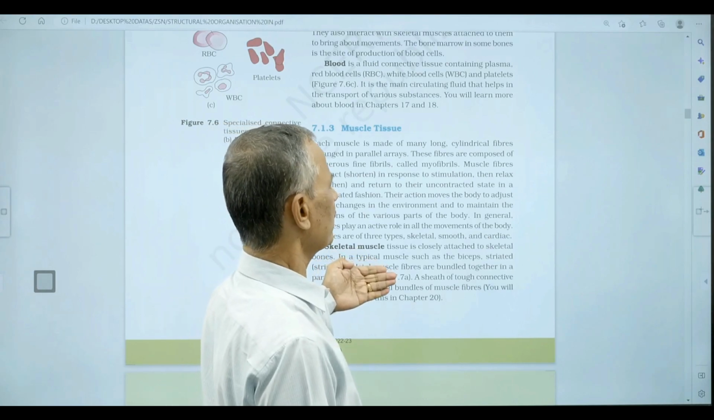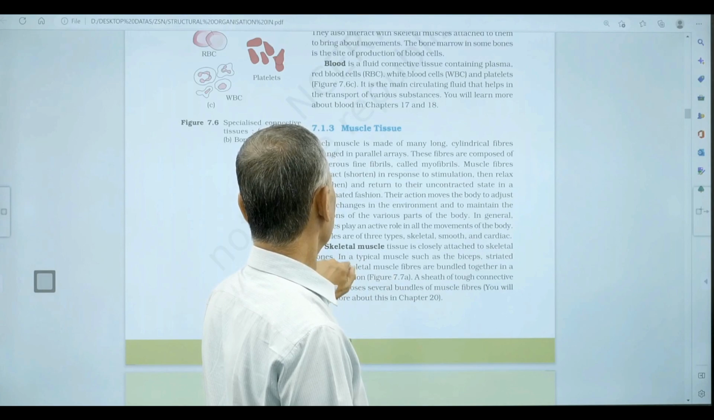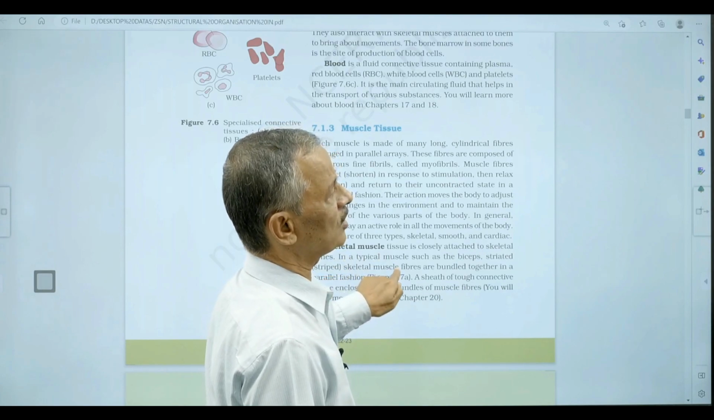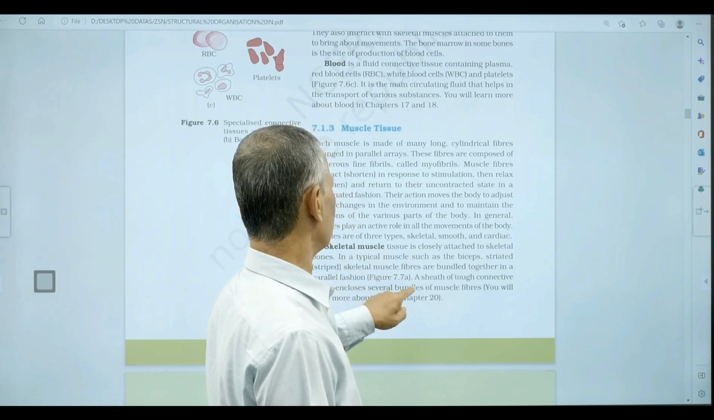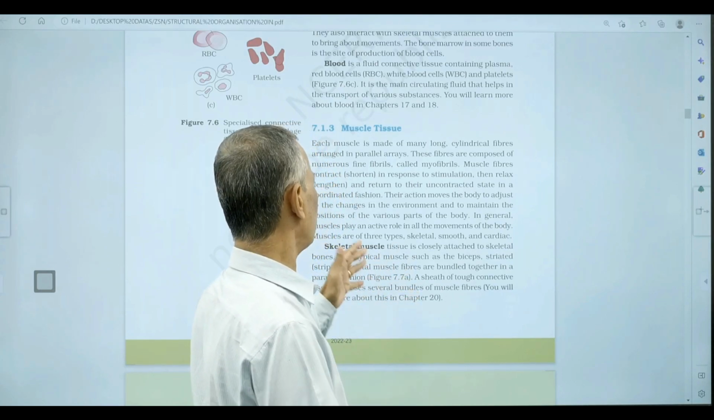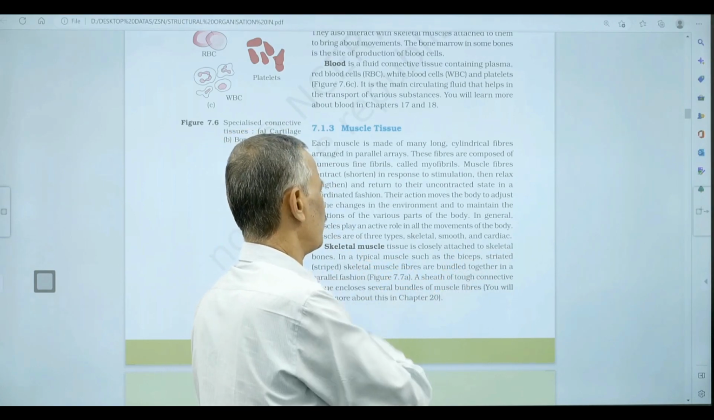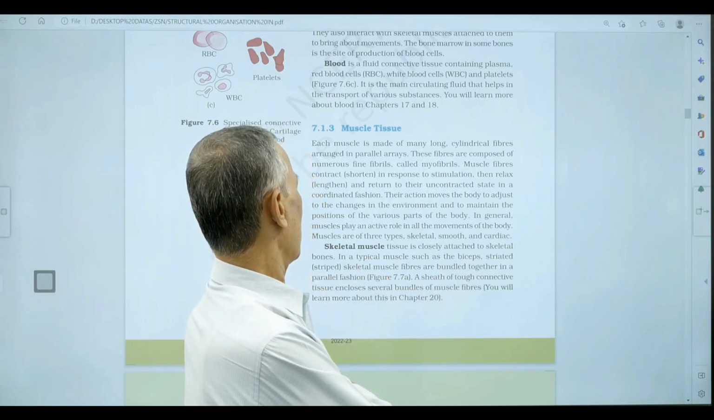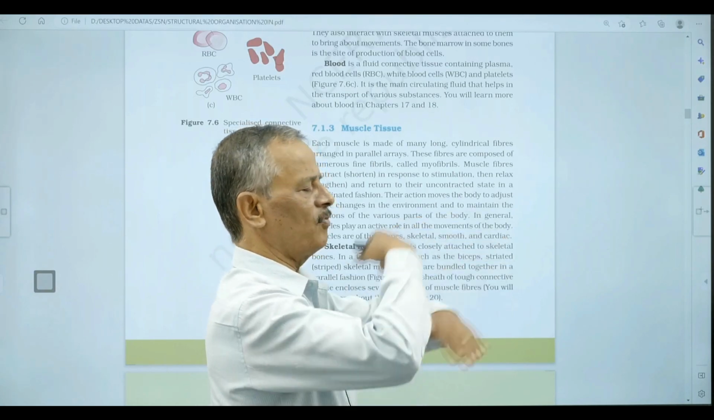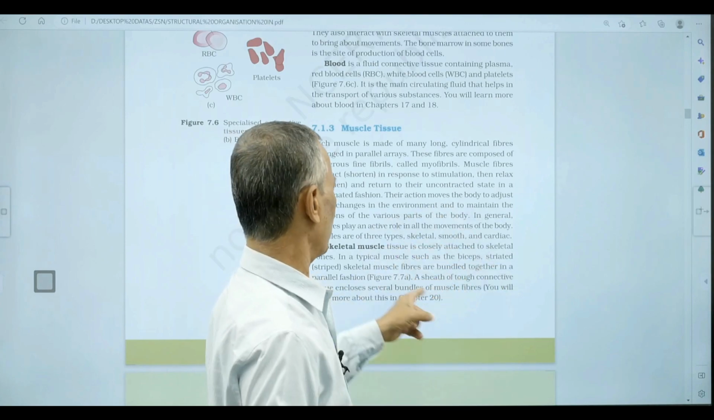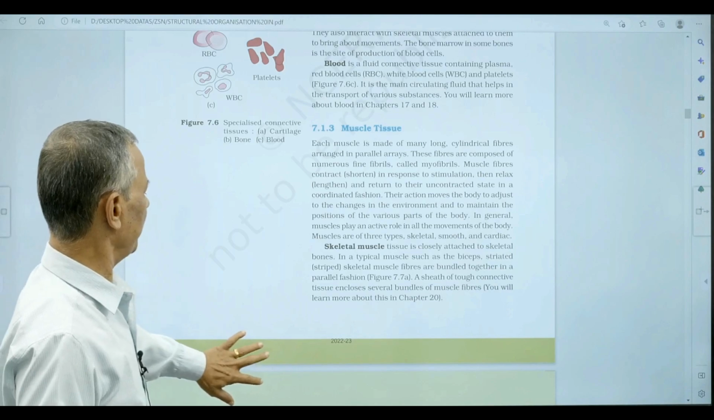Skeletal muscle, why are they called so? Because they are attached to the bones. And it is these skeletal muscles which are responsible for locomotion. Skeletal muscles consist of fibers which are bundled together in a parallel fashion, and a sheath of tough connective tissue covers a number of such bundles. That is how skeletal muscles are arranged.